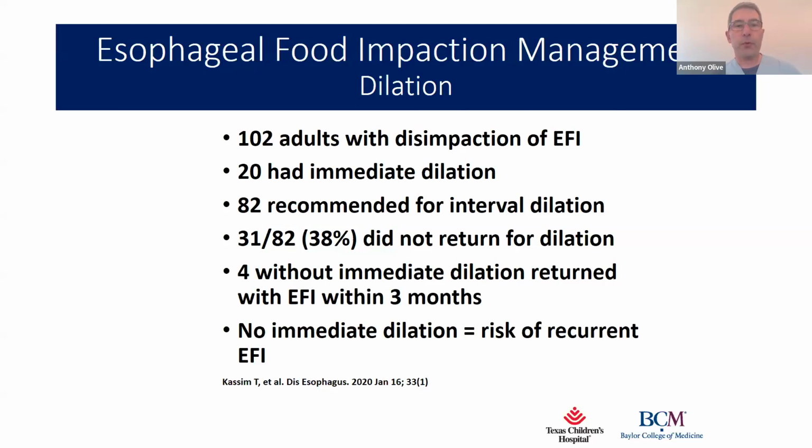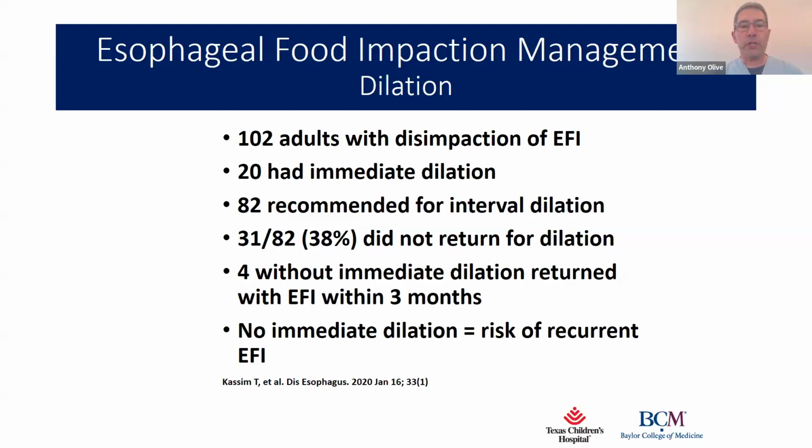So this paper from 2020 looked at that issue. 102 adults had disimpaction of their food impaction. 20 of those had an immediate dilation at the time. 82 were recommended for interval dilation, meaning that they did not have dilation at the time, but were told to come back in 3 months and begin a series of dilations at that time. Of those 82, 38% did not return.